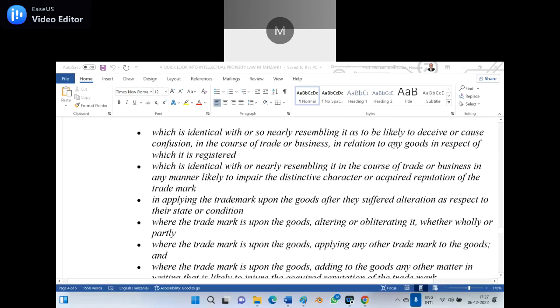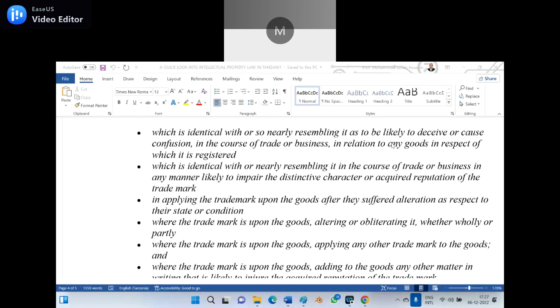So, which is identical with or nearly resembling it, in the course of trade or business, is in any manner likely to impair the distinctive character or acquired reputation of the trademark. If the reputation is high, then no one should make use of such a trademark, because it is already registered, and if any person makes such an attempt, he will be brought to court by filing a case.